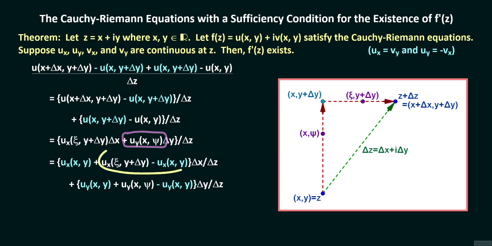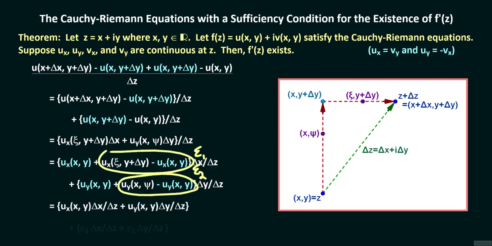We'll call this difference epsilon sub 1. We'll call this difference epsilon sub 2. We separate the non-epsilon terms from the epsilon terms.